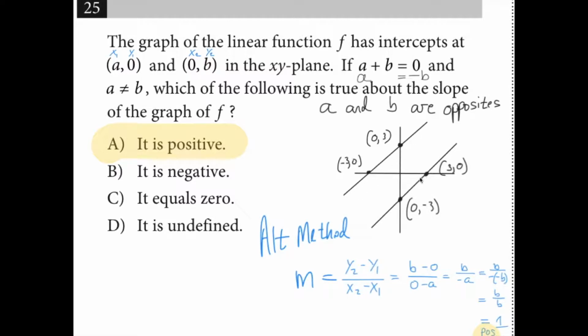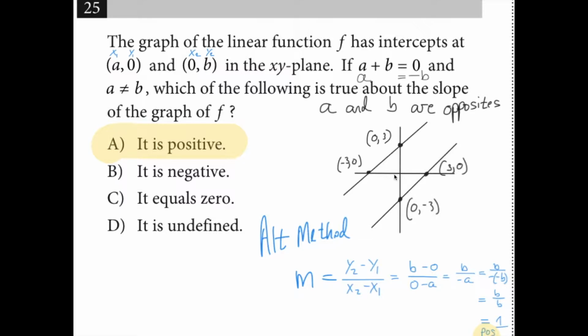Anyway, so pick a to be 3, then b is negative 3, and this is the kind of line that you draw. Or if you pick one to be the other, then this is the kind of line you would have to draw. Anyway, you can see that the slope is positive. Reading it from left to right, the graph goes up. And so it doesn't matter what values you choose for a and b, you're always going to have positive slopes, even if you choose a to be negative and b to be positive.